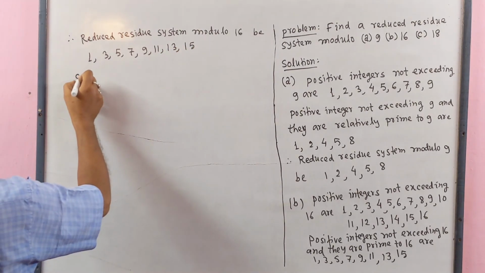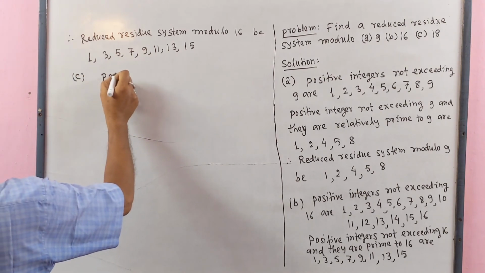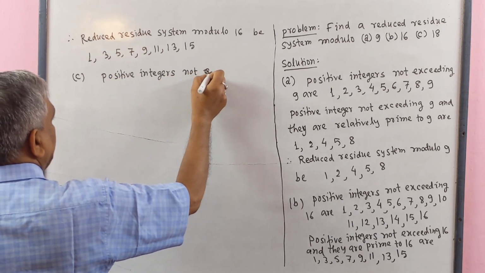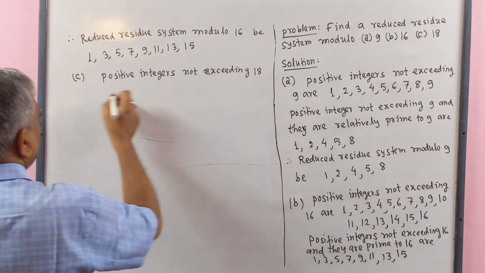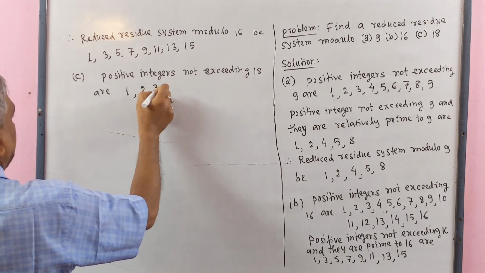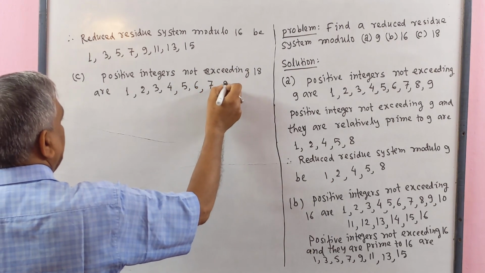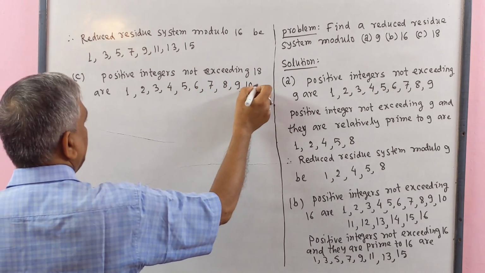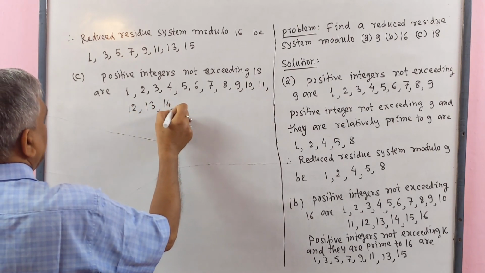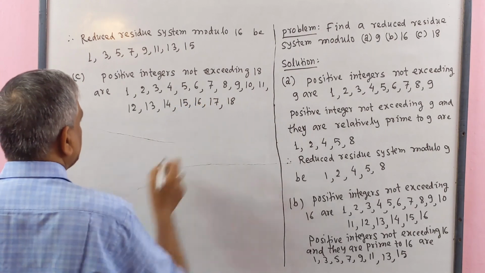Now we solve for number C. Positive integers not exceeding 18 are 1, 2, 3, 4, 5, 6, 7, 8, 9, 10, 11, 12, 13, 14, 15, 16, 17, 18.